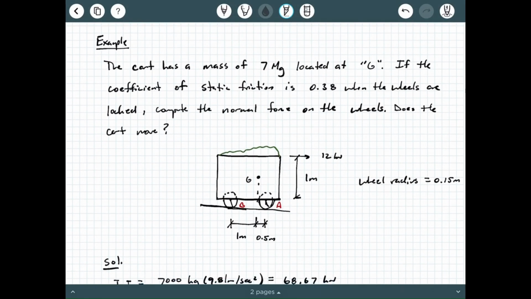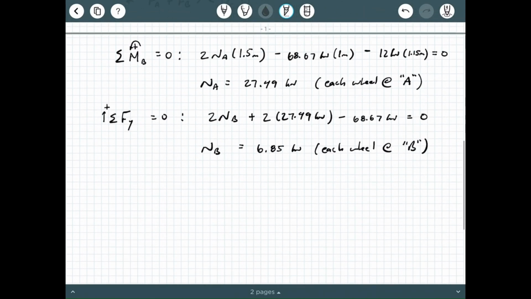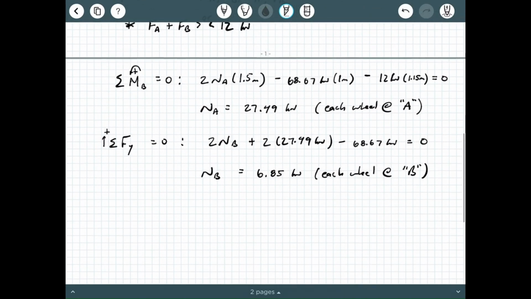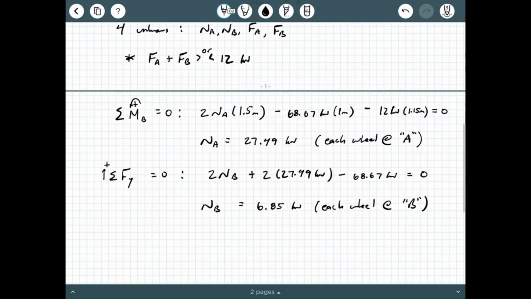So this is part of the problem. We've part of the solution. We solved for the normal forces on the wheels. Now the question is, does the cart move? All right. So let's think about that. Well, first note, this is not like the box sitting on a flat surface in the previous example where we have to calculate some distance x, right? In this case, we know exactly where these normal forces are. So we'll make a note here.